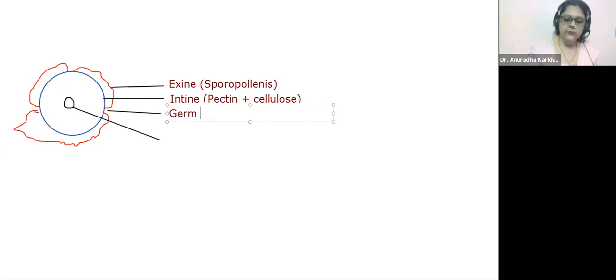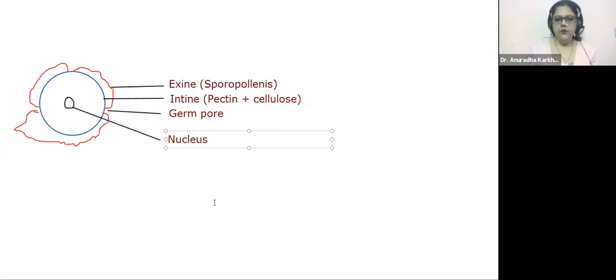Then here you can see a gap in between, and this gap is going to be called germ pore. How many germ pores can you see in this diagram? Yes, correct. So 3 germ pores can be seen. And here you can see a structure which is nothing but the nucleus. Did you understand how the pollen grain actually looks under the microscope?